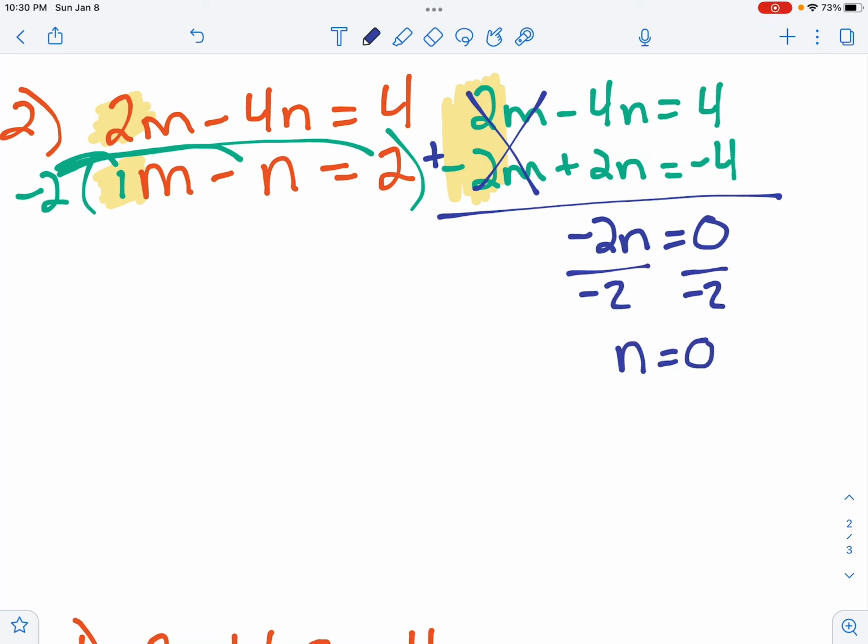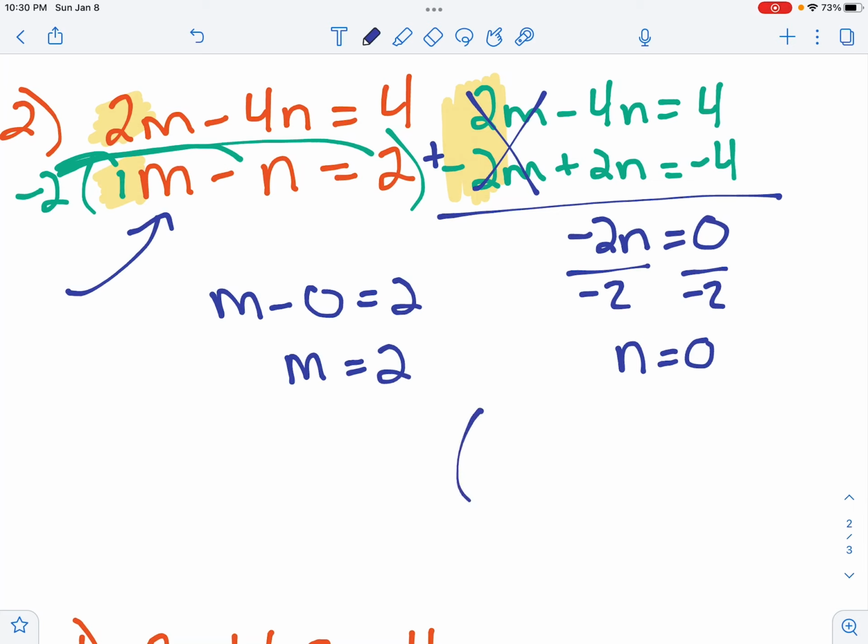Once I have one of my variables, I do have to solve for the other one. I'm going to choose the equation with smaller numbers from our originals just because it has smaller numbers. So I have m minus, my n is 0, equals 2. Well, this one works out nicely because m minus 0 is m. So m is solved for. So this equation would intersect at 2, 0.